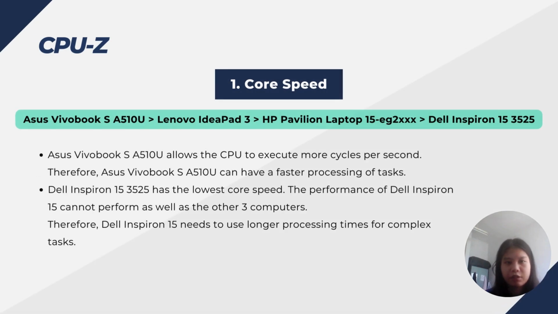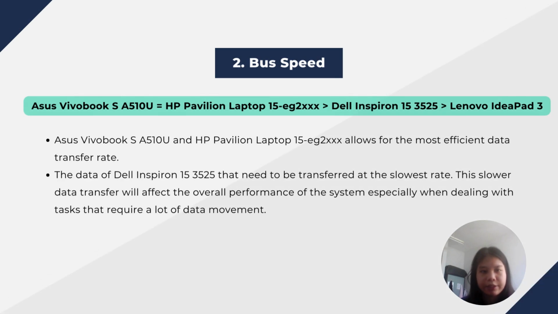By comparing the core speed among the four different computers using CPU-Z, we found that Asus VivoBook has the highest core speed, while the Dell Inspiron has the lowest core speed. We can make a conclusion: the higher the core speed, the more instructions per second the CPU can handle. The second one is bus speed. We found that Asus VivoBook has the highest bus speed, while the Lenovo IdeaPad 3 has the lowest bus speed. We can conclude that the higher the bus speed, the more data they can transfer between the CPU and other components.